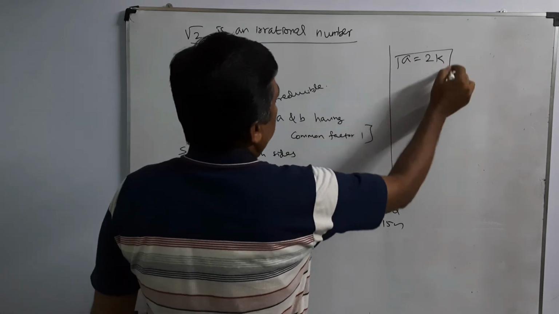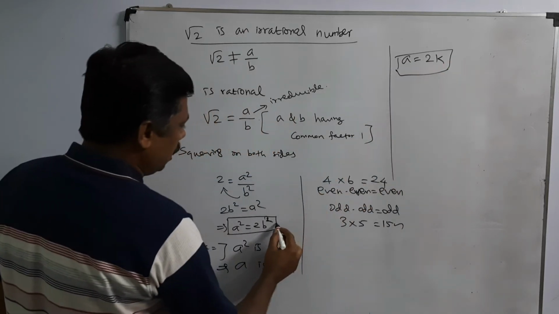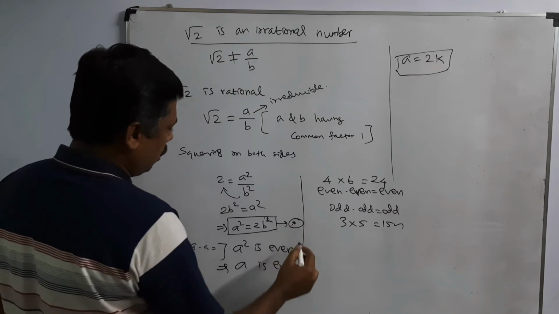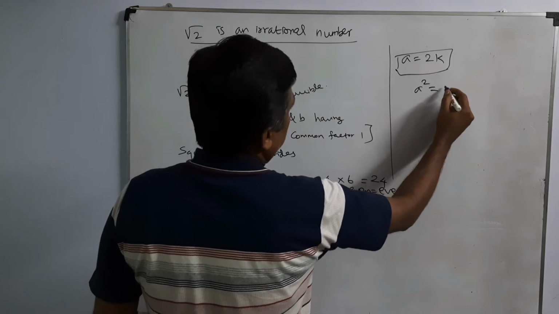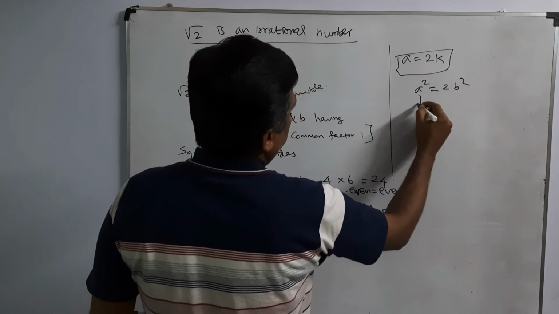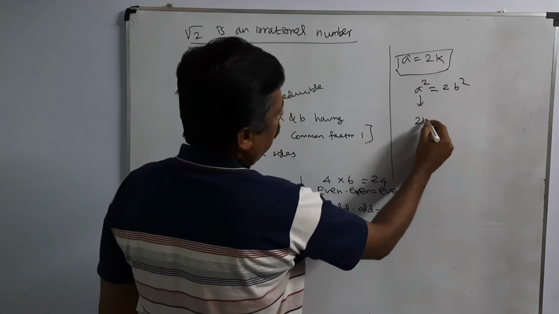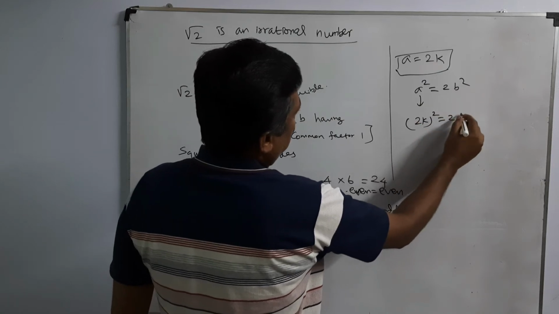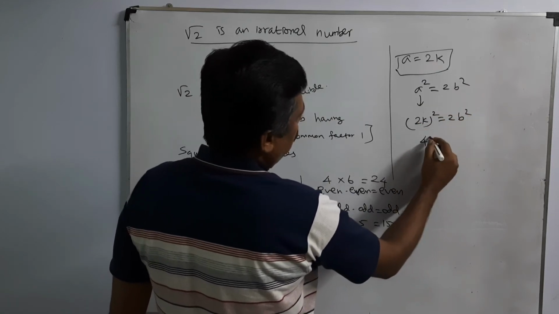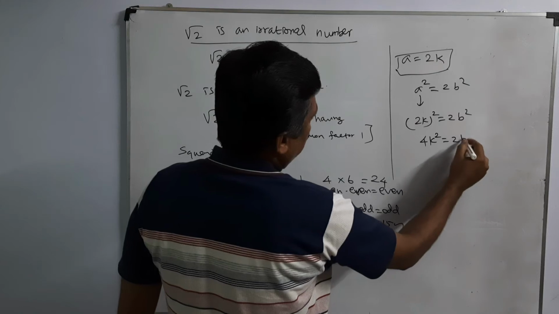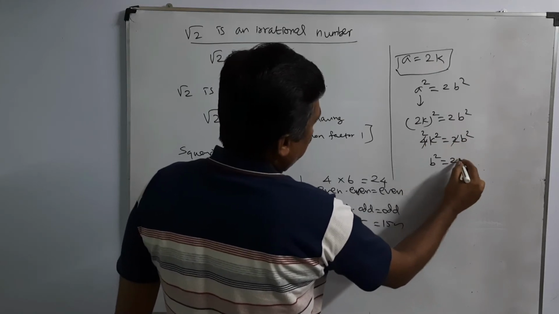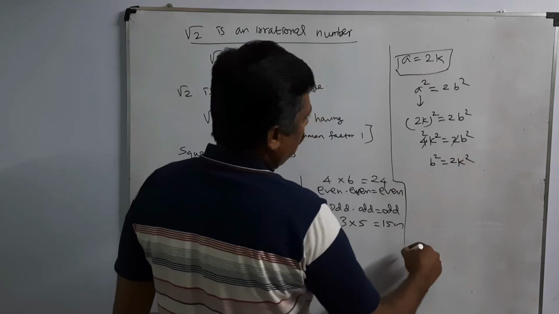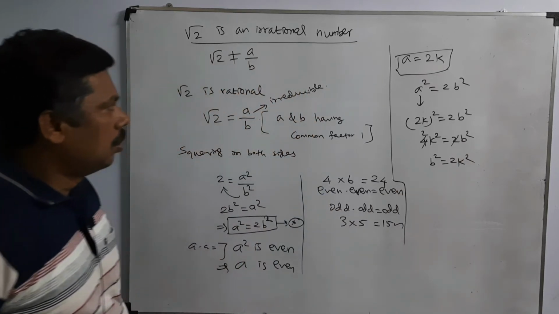Substitute this value in the equation. What is a square? A square is equal to 2b square. Substituting a equal to 2k, 2k whole square is 4k square, equal to 2b square. So cancelling, b square equals 2k square.